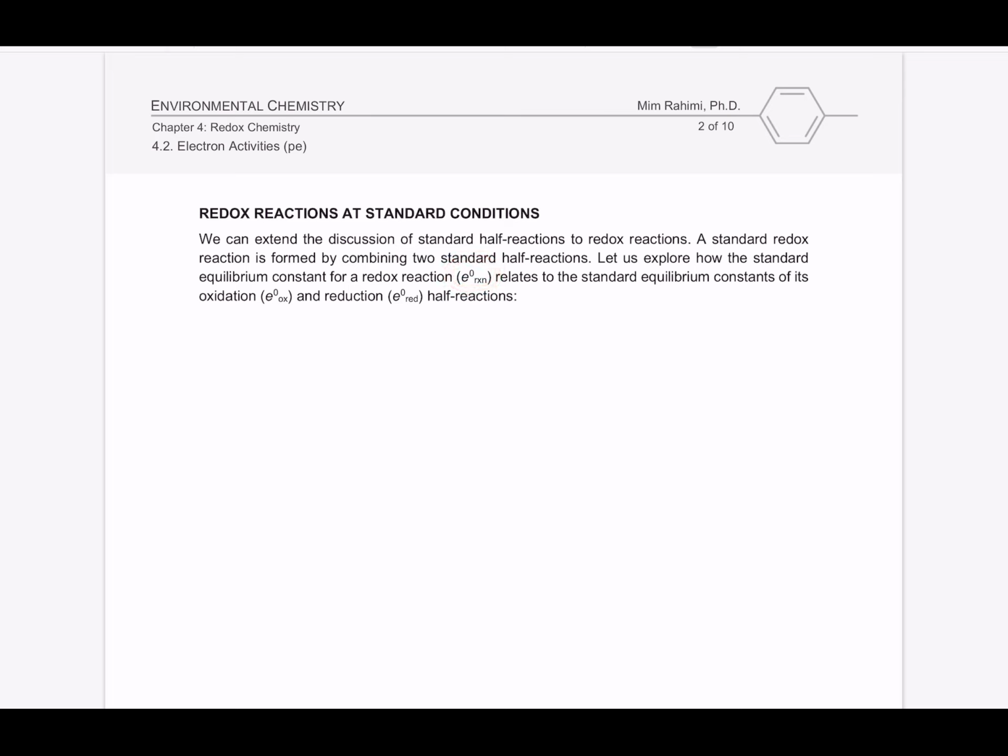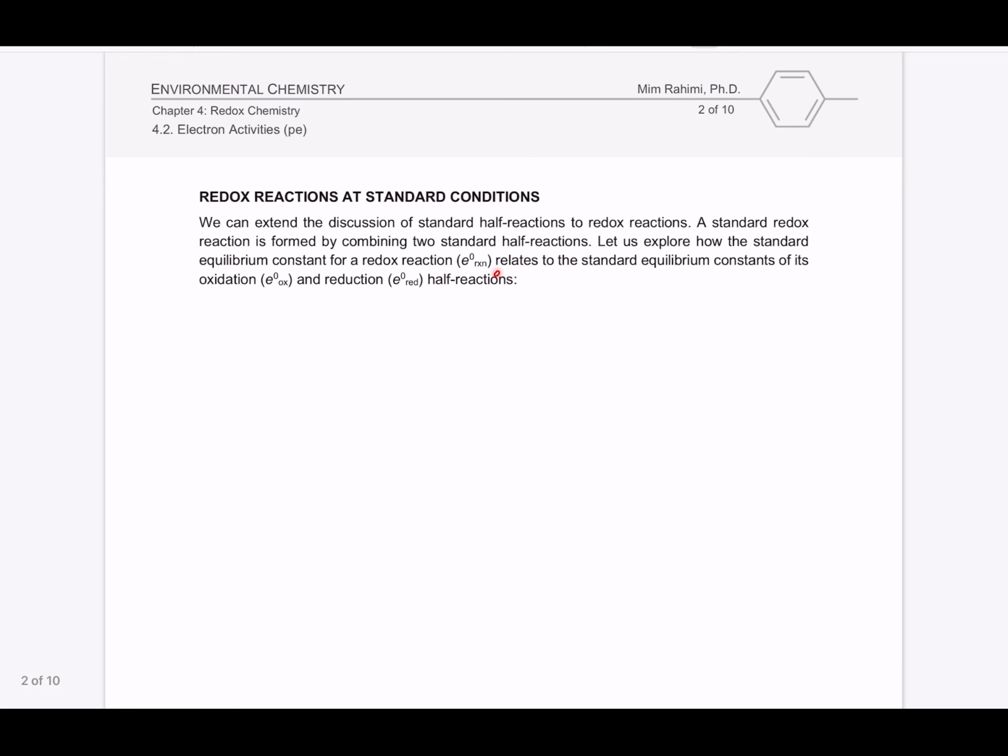The very important note here is that the standard reaction is the one that is a combination of two standard half reactions. So that's very important. Again, a standard reaction is formed by combining two standard half reactions. And now we want to see how the equilibrium constant of the redox reaction at standard condition is related to the standard E0 of the half reactions. So basically that's what we're looking for.